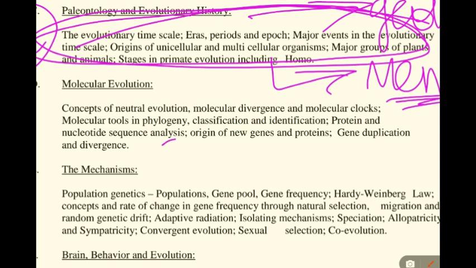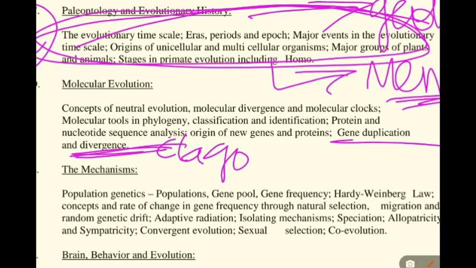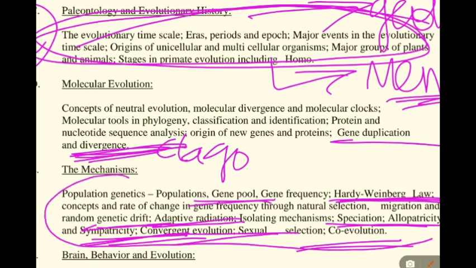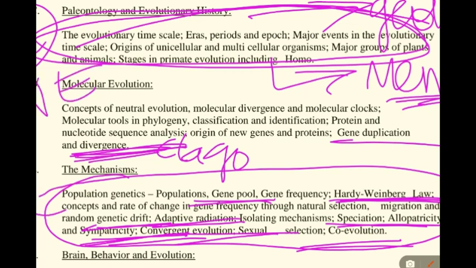Then about cladogram, gene duplication, divergence, convergence, coevolution, speciation, allopatry, sympatry, island biogeography, Hardy-Weinberg equilibrium, genetic drift, adaptive radiation, gene pool. This conceptual quality is very important to do problems regarding Hardy-Weinberg equilibrium.